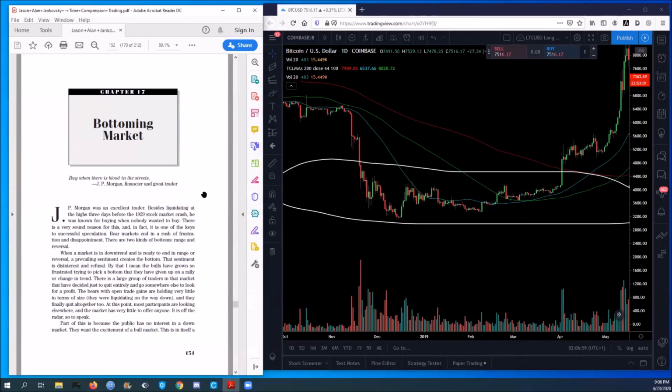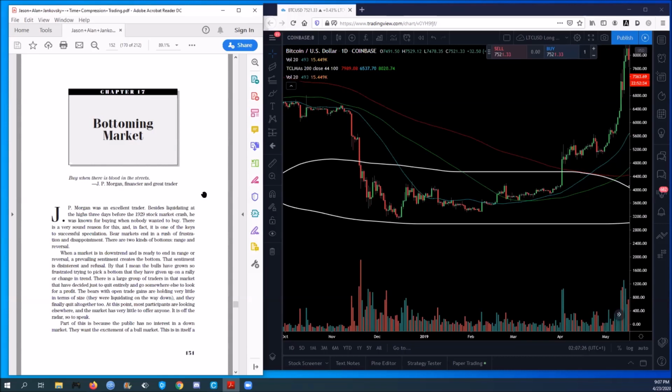JP Morgan was an excellent trader. He liquidated at the highs 3 days before the 1929 stock market crash. Granted, keep in mind, he liquidated at the highs because he had ties to everything. He was known for buying when nobody wanted to buy. There's a sound reason for this. In fact, it's one of the keys to successful speculation. Bear markets end in a rush of frustration and disappointment.